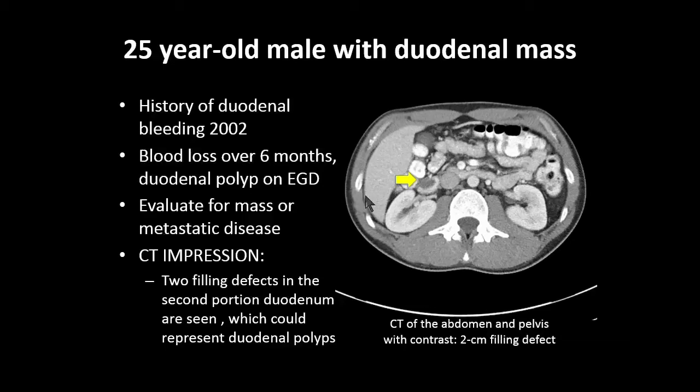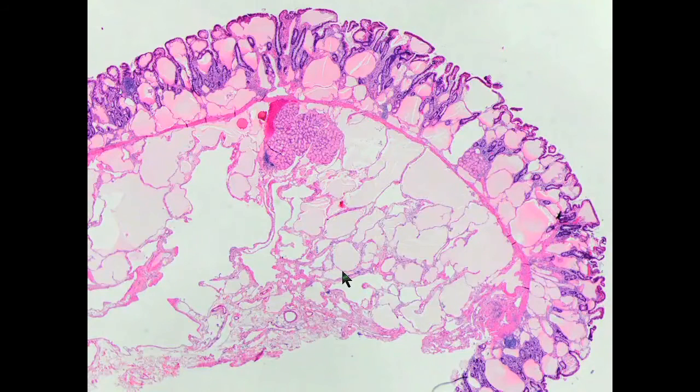And he had an abdominal CT that showed this. You can actually see he had two, but this is one of the 2 centimeter filling defects. The CT impression was that there are 2 filling defects which could represent duodenal polyps, and that's all we got. Then I received the polypectomy from the duodenum, and you can see that by no means is this a typical neoplastic polyp of the intestine.